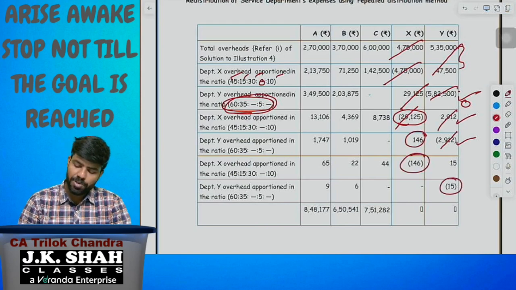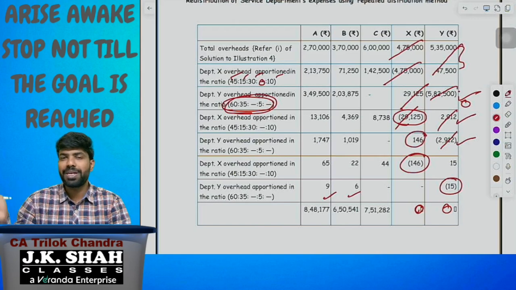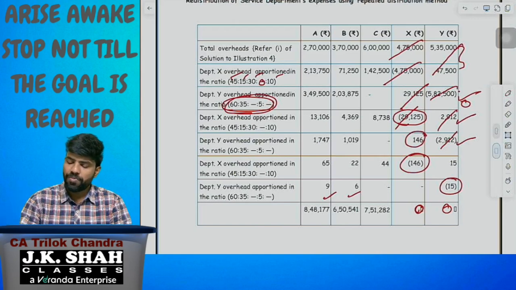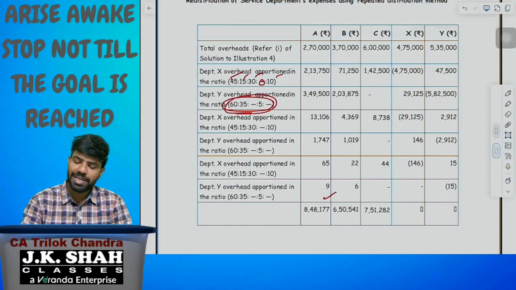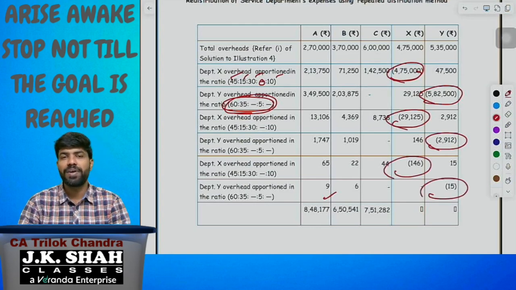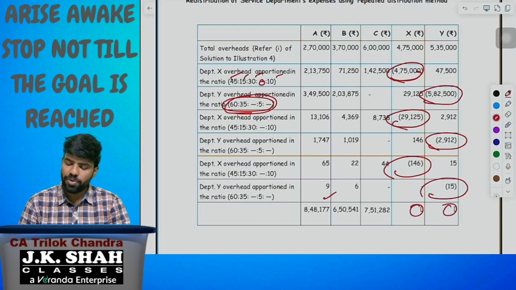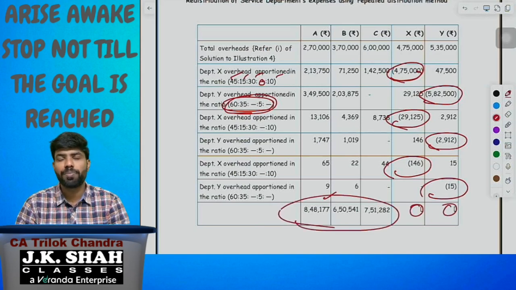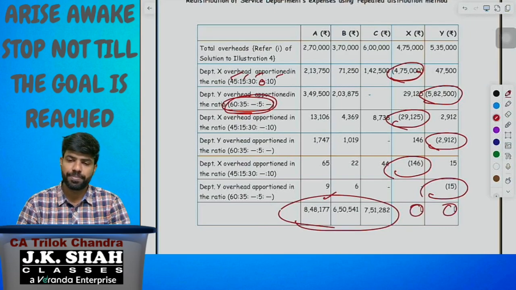Now 15 rupees is apportioned between A and B, taking 0 for the others. So ultimately the service departments become 0. But why is it called repeated distribution? Please understand. First we apportion X, then we apportion Y, then X, then Y, then X, then Y. We have done the 3 cycles. By doing the 3 cycles, these two departments become 0, and the entire cost is accumulated in production departments. This is called repeated distribution method.